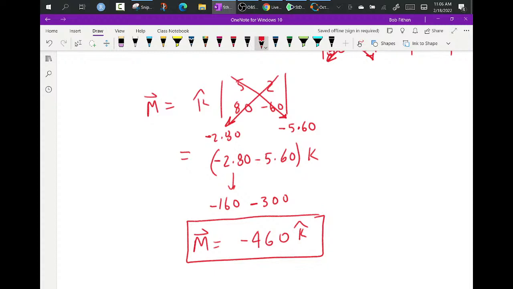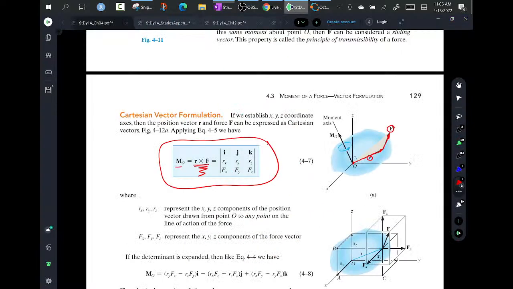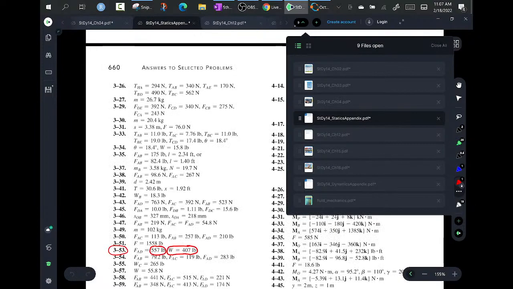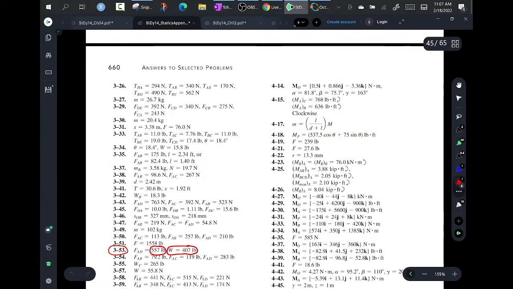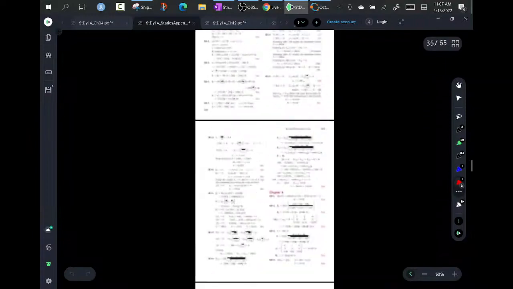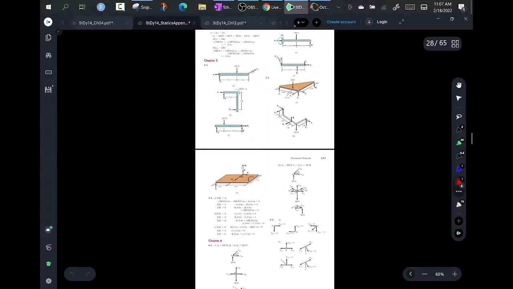And I believe that's the correct answer, but let's double check. This is the first one in this sequence, meaning I'm going to have to run backwards. Now what I'm going to do with this problem is I am not going to call it quits here. I'm going to do something interesting.